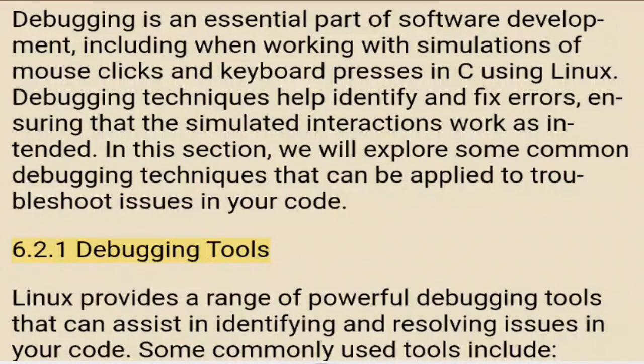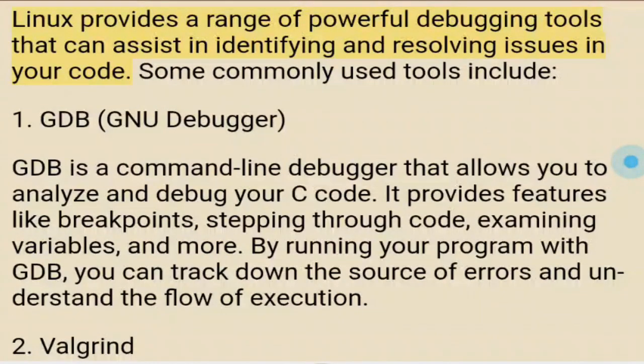6.2.1 Debugging Tools. Linux provides a range of powerful debugging tools that can assist in identifying and resolving issues in your code. Some commonly used tools include 1. GDB, the GNU Debugger. GDB is a command line debugger that allows you to analyze and debug your C code. It provides features like breakpoints, stepping through code, examining variables, and more. By running your program with GDB, you can track down the source of errors and understand the flow of execution.